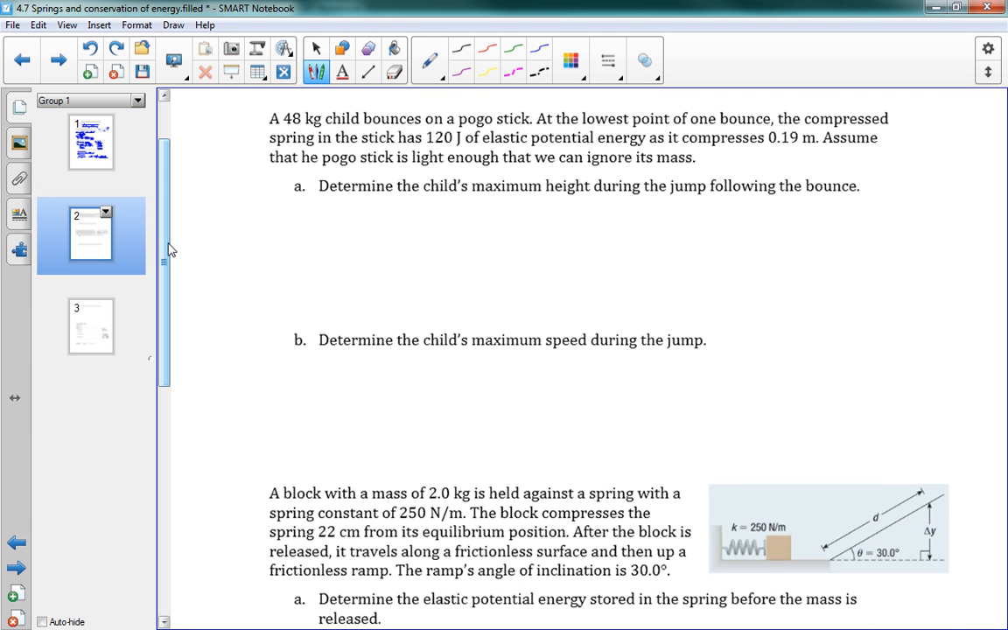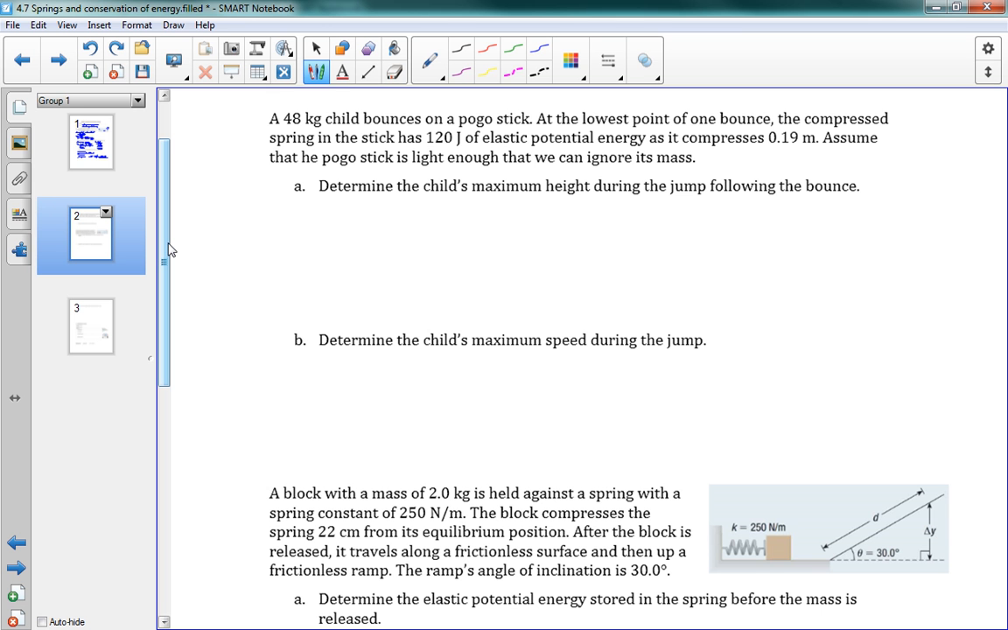The next one says a 48-kilogram child bounces on a pogo stick. At the lowest point of one bounce, the compressed spring in the stick has 120 joules of elastic potential energy as it compresses 0.19 meters. Assume that the pogo stick is light enough that we can ignore its mass. So part A, we want to determine the child's maximum height during the jump following the bounce.